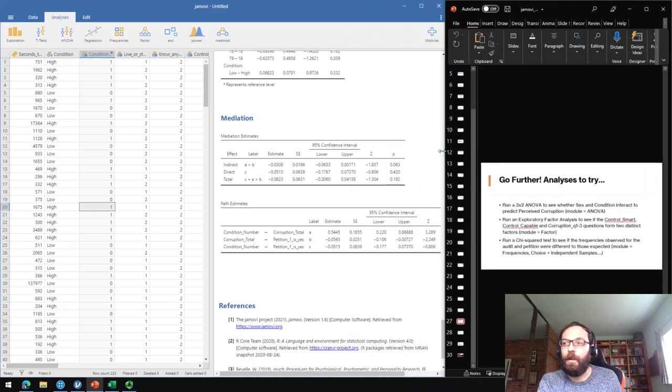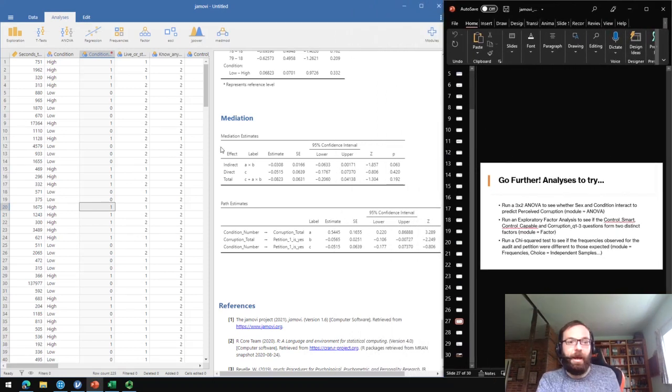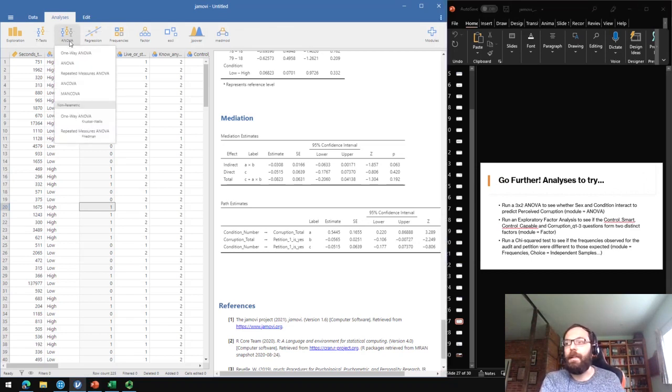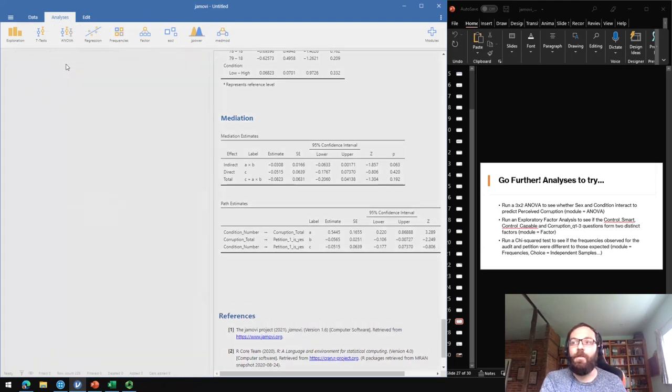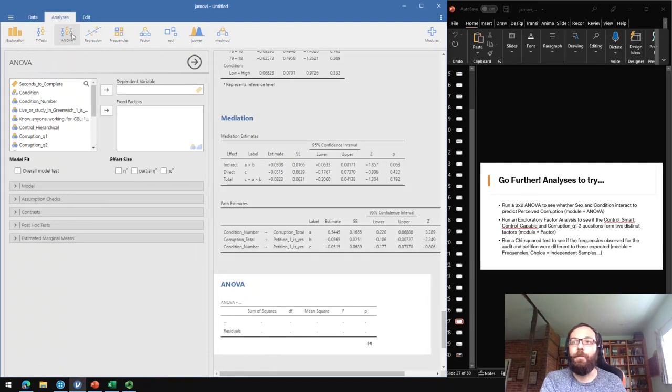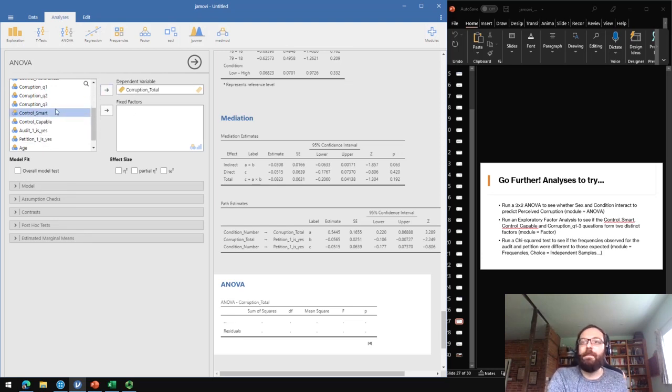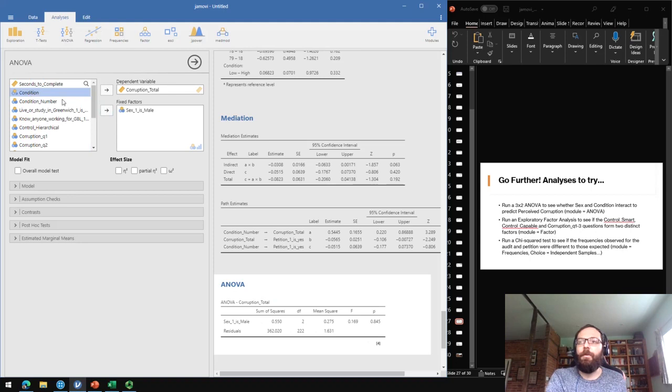Okay, so as promised, I'm going to very briefly show you how these things are done. So the first off, we asked for a 3x2 ANOVA to see whether sex and condition interact to predict perceived corruption. So in this case, we're interested in a traditional ANOVA. So we've clicked on the ANOVA module and then requested ANOVA. Our dependent variable here is corruption total. So we pop that across there as our dependent variable, and our fixed factors are sex and condition. So sex is at the bottom and condition is the second variable.